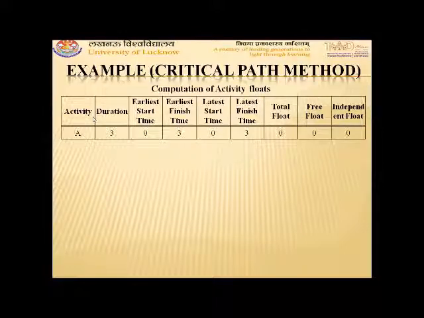So for activity A, duration is 3. Earliest start time, as you can see from the network diagram, is 0. Earliest finish time is 3 units. Latest start time is 0. Latest finish time is 3. So total float is Lj minus Ei plus Tij, that is Lj is 3, minus Ei 0 plus Tij 3, that is 0 plus 3 comes out to be 3, and 3 minus 3 will give 0. So total float for activity A will be 0.